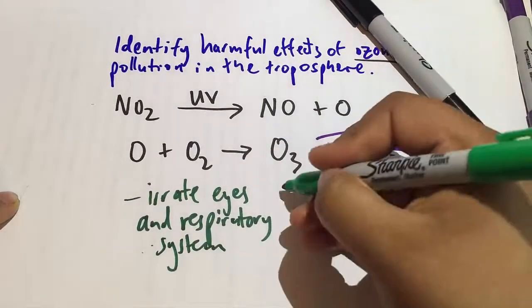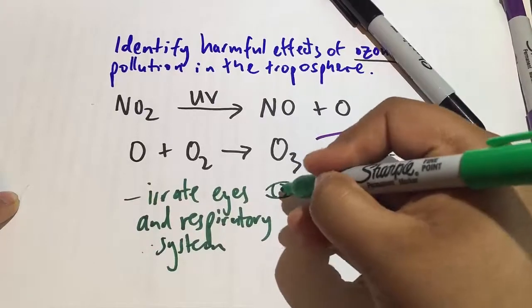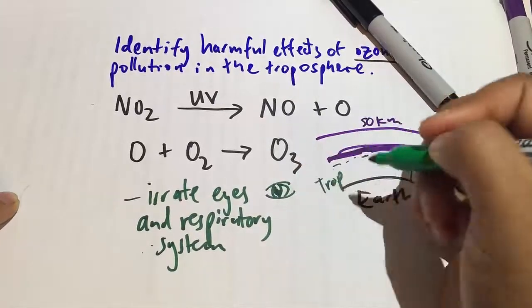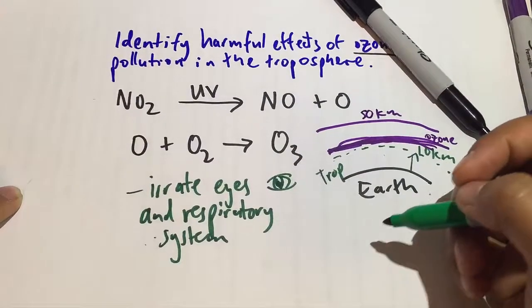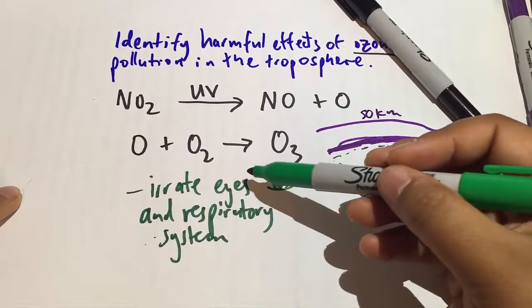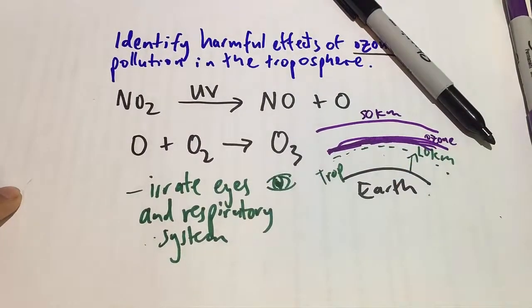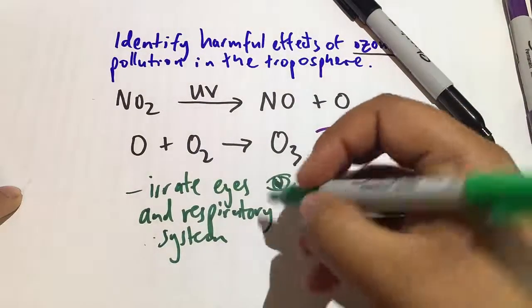So our eyes, and I'm not going to draw a picture of the lungs because I'm not very good at it. So it can irritate the eyes and the respiratory system or the respiratory tract. It also can degrade polymers.